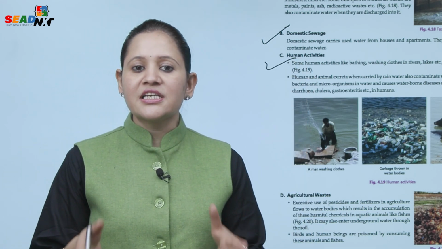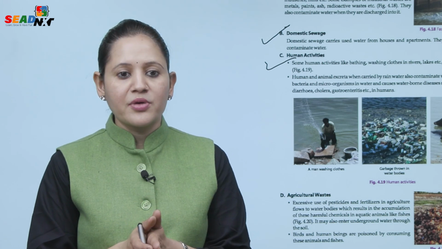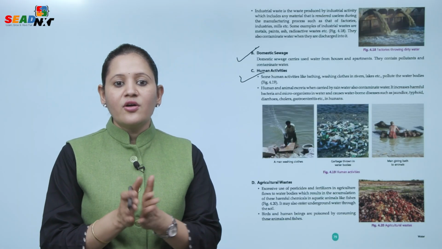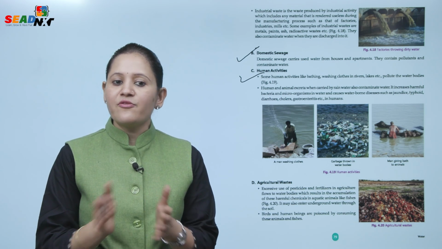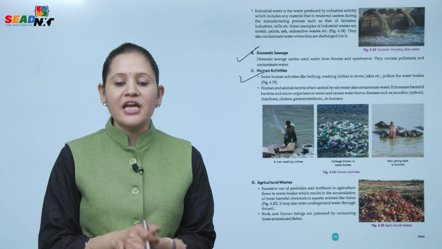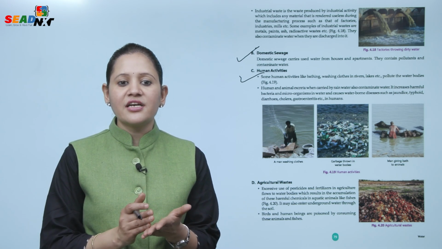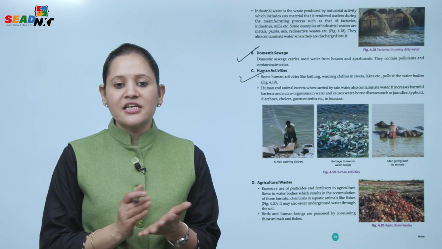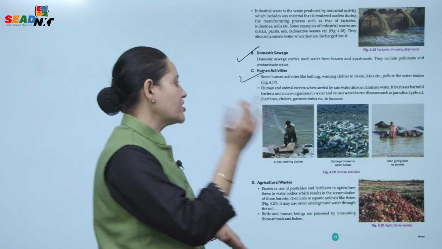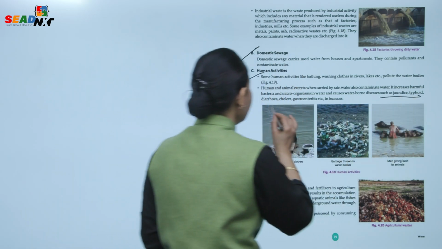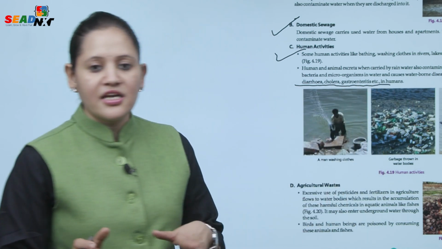Some human activities such as bathing and washing clothes in rivers, lakes, etc. pollute the water bodies. Human and animal excreta, when carried by the rain, also contaminate water. It increases harmful bacteria and microorganisms in the water and causes waterborne diseases such as jaundice, typhoid, diarrhea, cholera, gastroenteritis, etc. in humans. So by drinking or consuming this kind of water, these waterborne diseases can happen.